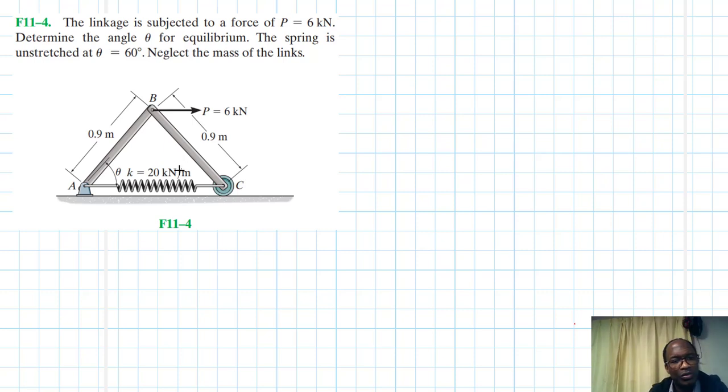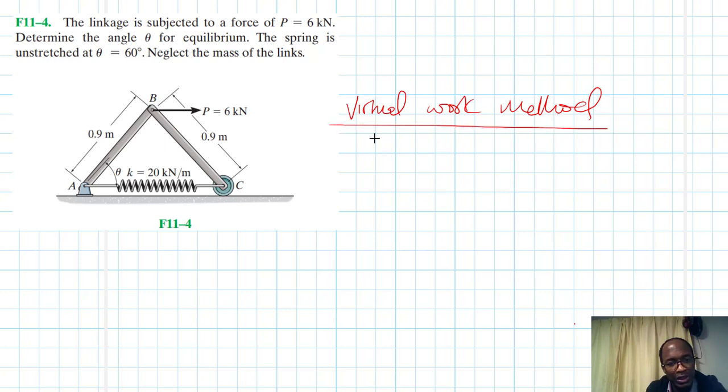This problem is coming from the Engineering Mechanics Statics textbook, 13th edition by R.C. Hibbeler. In this particular problem, we're going to use the virtual work method. This method is an alternative to the equilibrium of a particle method. It is also an alternative to the equilibrium of rigid bodies. It is also an alternative to the equilibrium of interconnected rigid bodies.